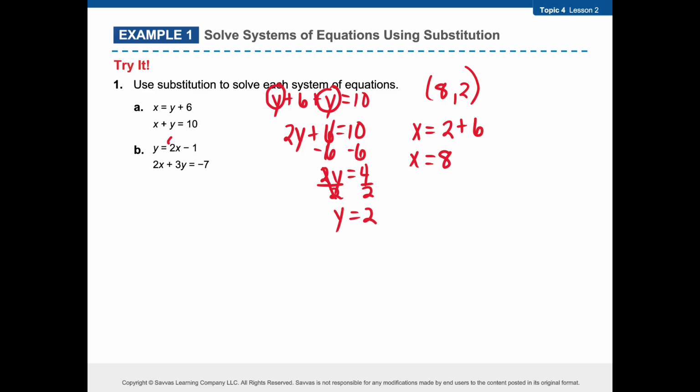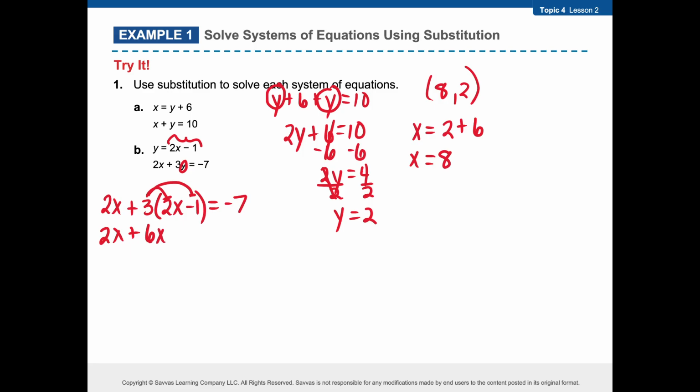Letter B, y equals, so it's going to be substituted where the y is on the bottom equation. This one does have distributive property. So 2x plus 3 times 2x minus 1 equals a negative 7.